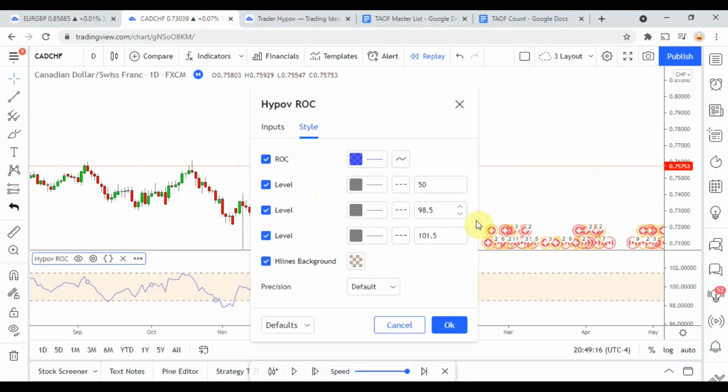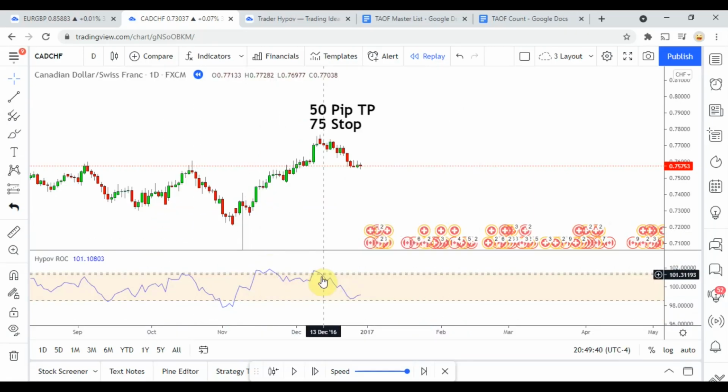Now, I did go in and change these levels just a tad bit. The upper level I changed to 101. I think it was at 102 if I'm not mistaken. And the lower level I changed to 98. I believe it was at 97. So 98.5 and 101.5 is the new level that I put those on.